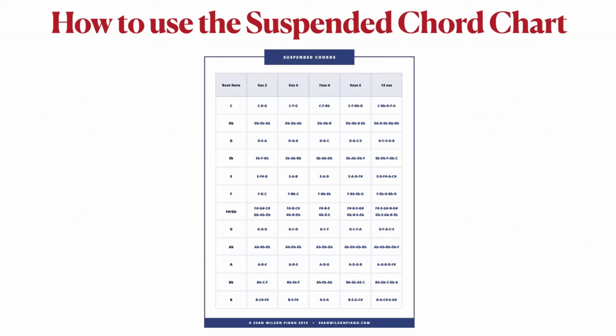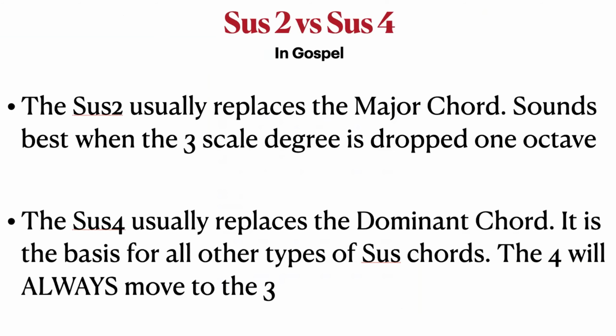So I need you guys to understand something. The sus2, that first column here, is showing you what replaces major chords. They don't need to resolve. But the sus4, whether you play this one, this one, this one, or this one, will need to resolve. There's an exception with the 13 sus that I want to bring up. All right, so now that I've gone over sus2 and sus4, the 4 will always move to the 3.